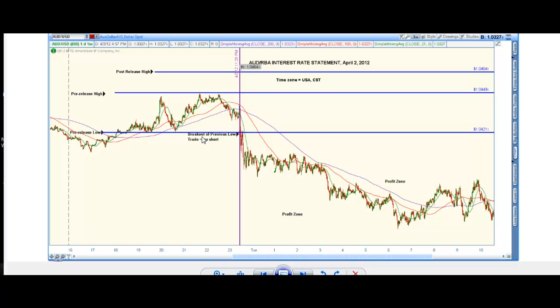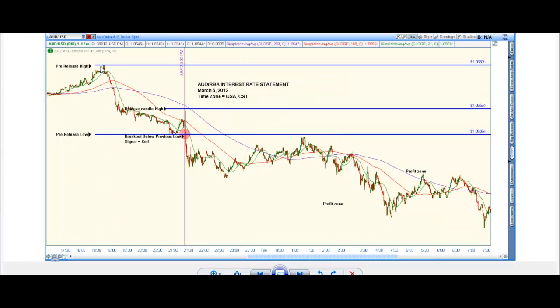Here we have the pre-release low, pre-release high, breakout right here, and a nice profit. Here we have March 6, 2012. Pre-release high, pre-release low. We had the breakout of the previous low, so giving us a sell signal, and here is our profit zone.